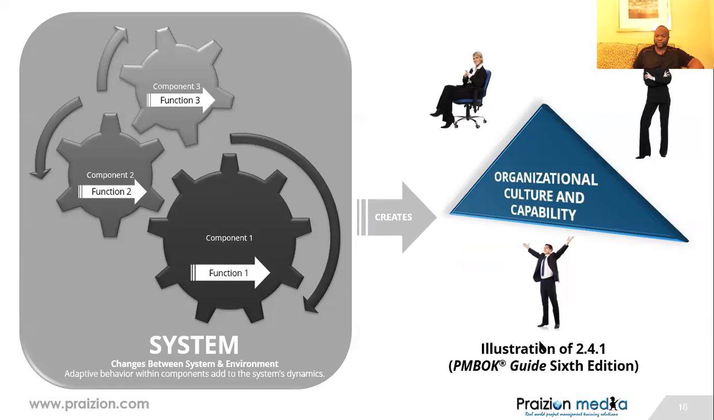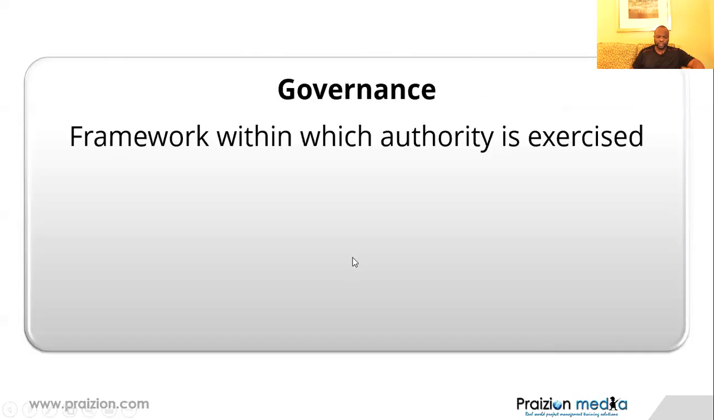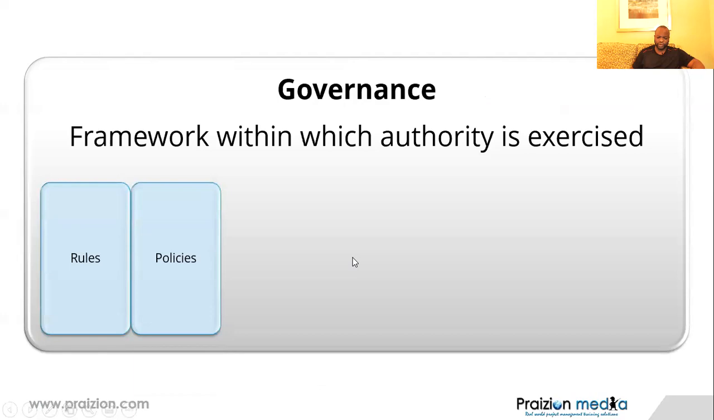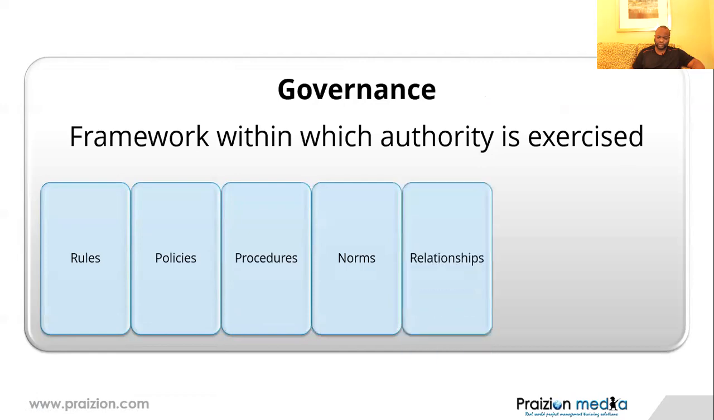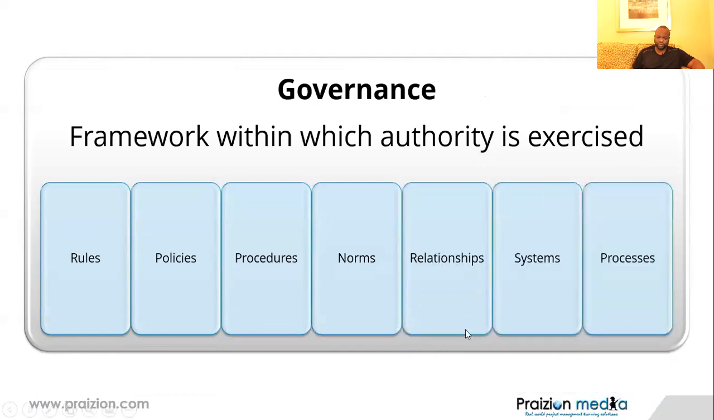And there's a lot more to be said about this. But before we conclude, I want to show you just a little bit more information, like in plain English. All right, here we go. So governance, your governance framework is that within which authorities exercise rules, policies, procedures, norms, relationships, systems, and processes. A final thing that we should address here, just to make sure we're on the same page with it.